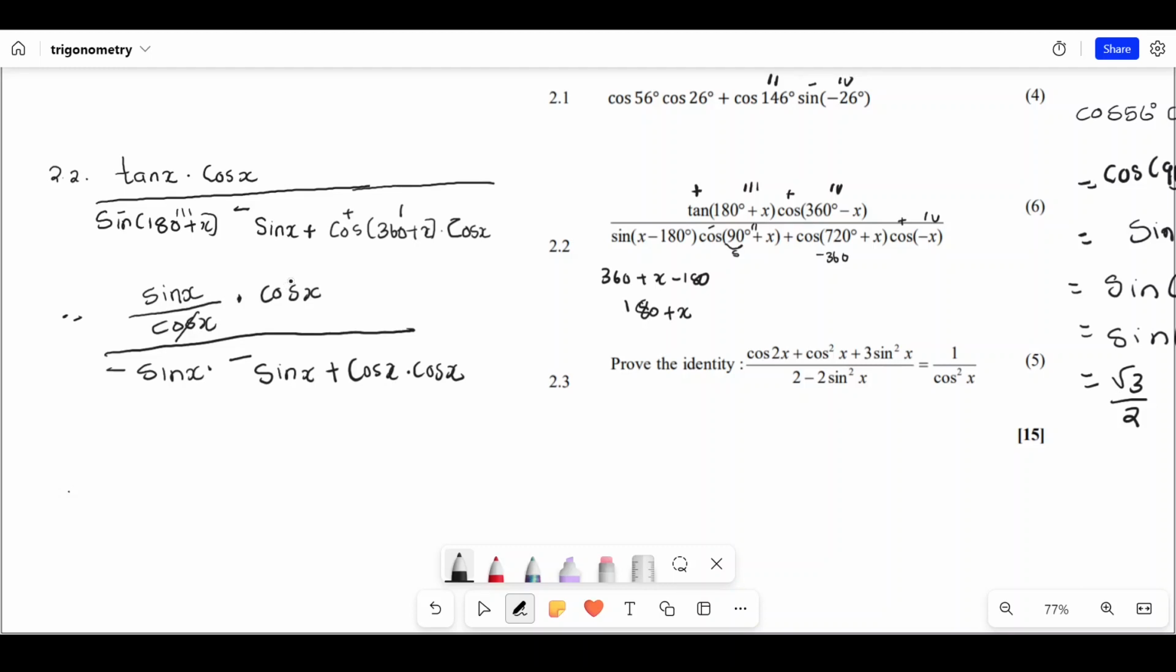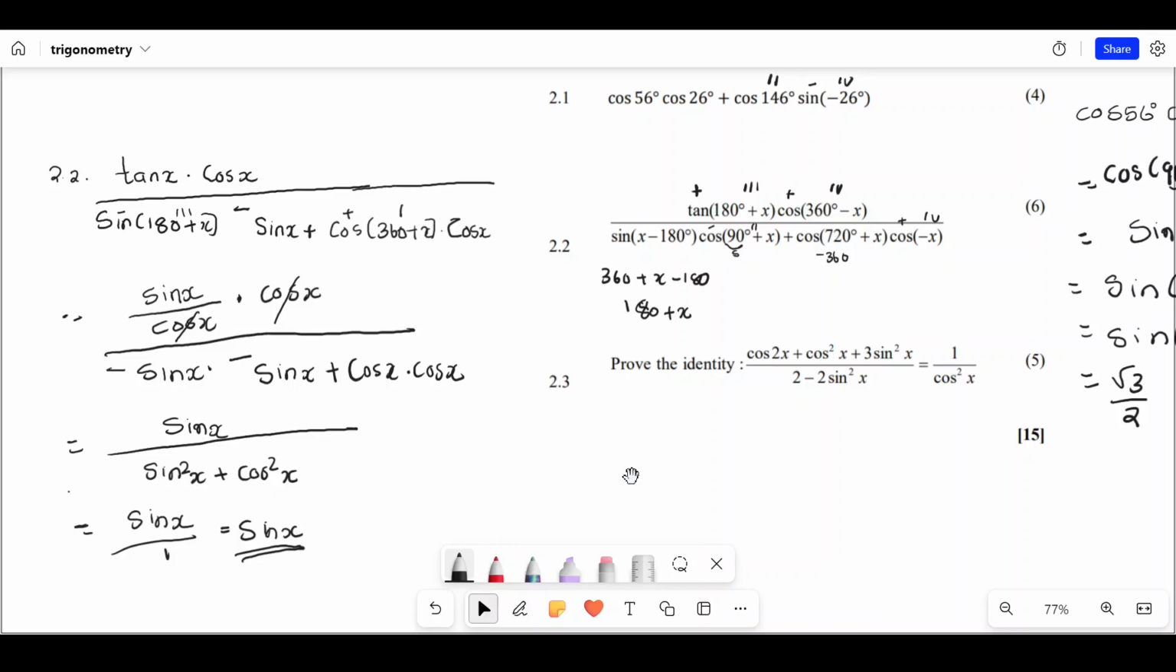Here the cos x can cancel with the cos x. So in the numerator you are only left with a sine x. In the denominator you are going to be left with sine square x plus cos square x, which is 1. So it's going to be sine x divided by 1. That is sine x. So the final answer is sine x. That is 2.2 for 6 marks. So you get a mark for all the reduction, changing sine x to cos, and changing tan x to sine x over cos x, and simplification.